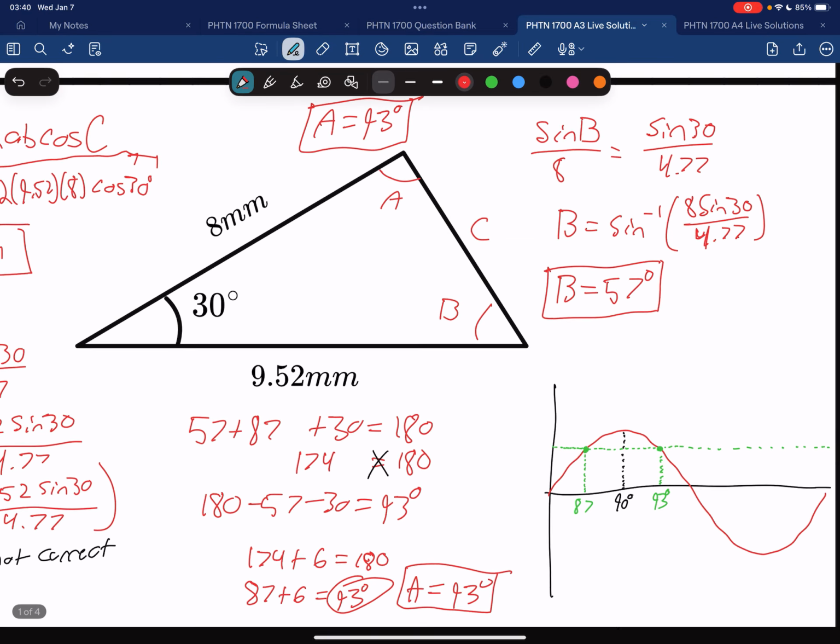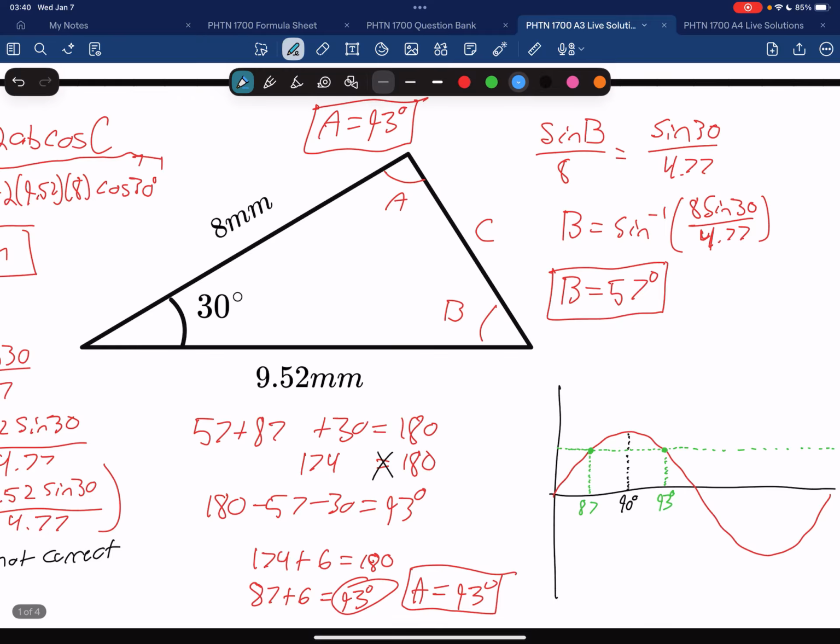On the back over here on the graph, what that means is that this distance and this distance are both equal to 3. Or this whole distance between them is equal to 6.